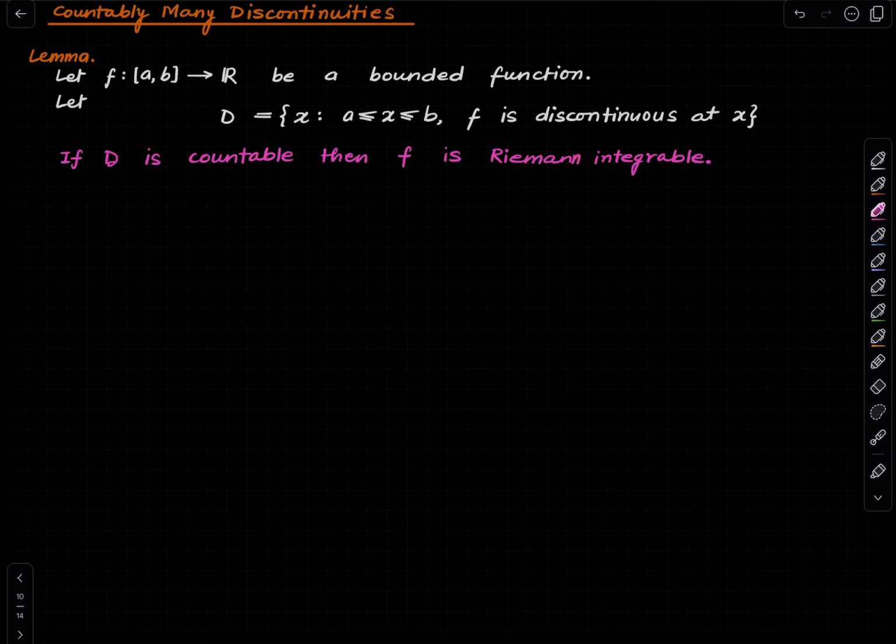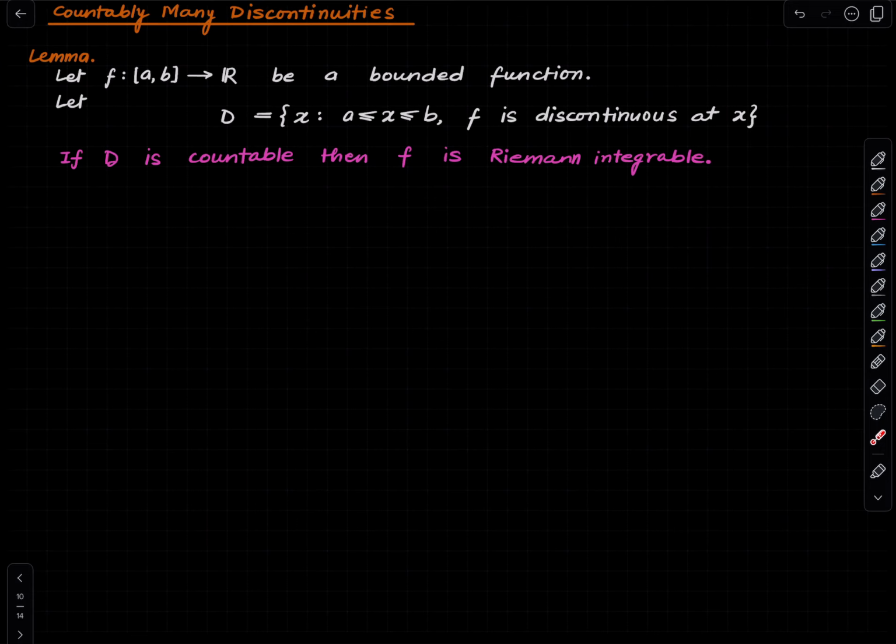So if f has only countably many discontinuities, f is Riemann integrable. So there is so much freedom when it comes to Riemann integrability. In fact, even this can be further generalized, but I don't think we'll be getting into that in this lecture series. Maybe I'll change my mind later, but as of now, no. This is already pretty good.